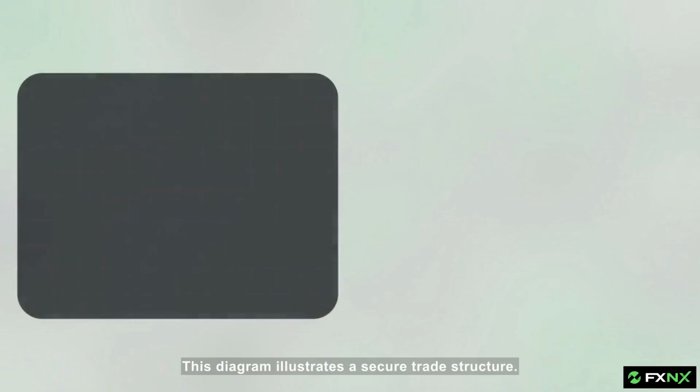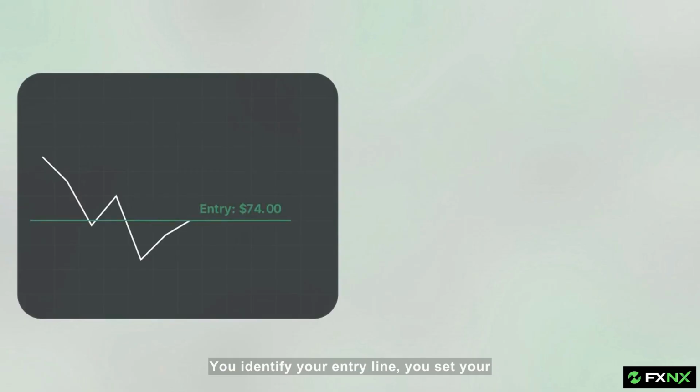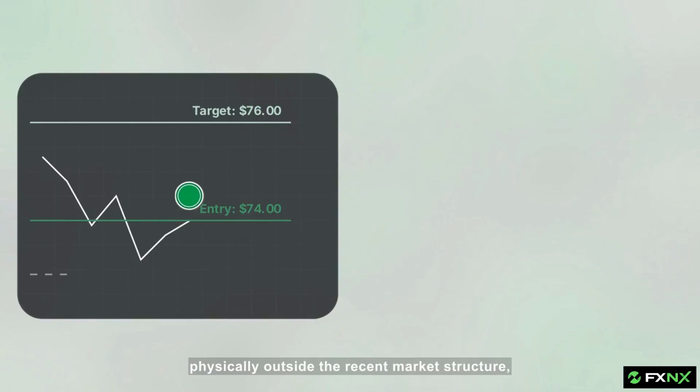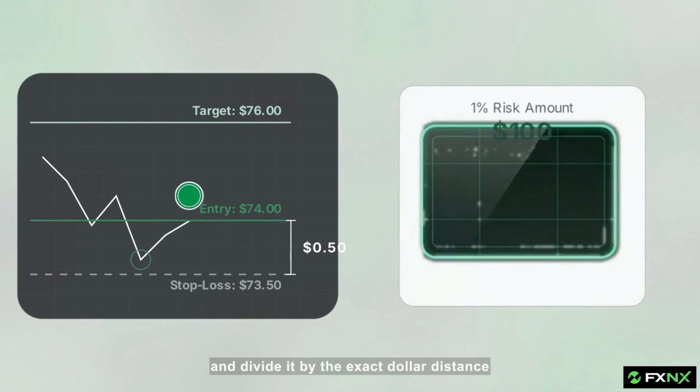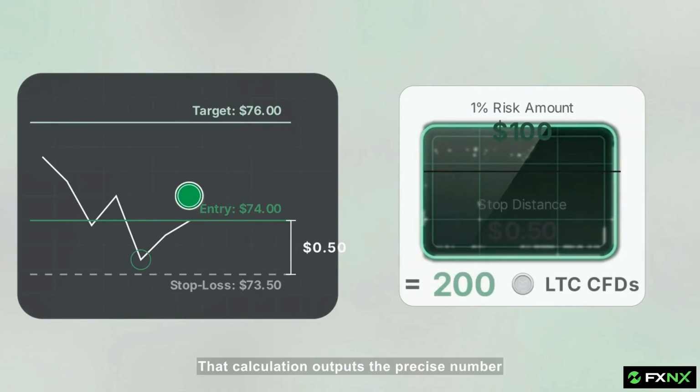This diagram illustrates a secure trade structure. You identify your entry line, you set your target, and you immediately place a rigid stop-loss order physically outside the recent market structure, like just beneath a recent swing low. Now the math does the work. You take your strict 1% risk amount and divide it by the exact dollar distance to your stop-loss. That calculation outputs the precise number of Litecoin CFDs you are permitted to trade.